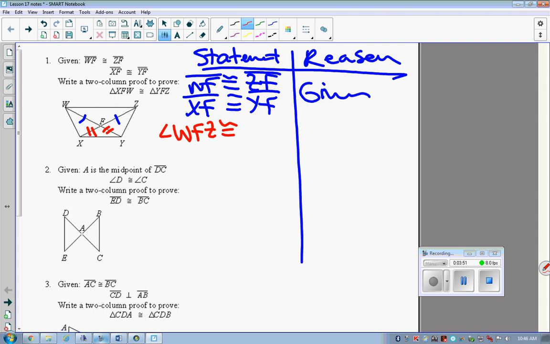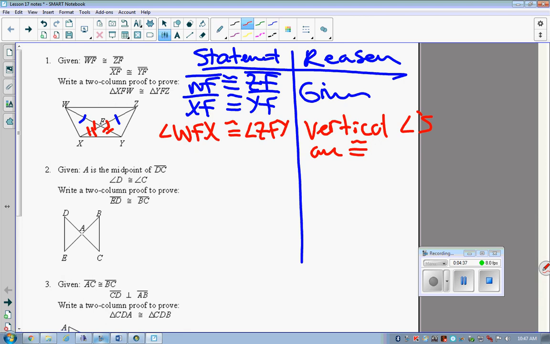In fact, WFZ is not what we want. Now that I'm looking at it, WFX, very good. WFX is congruent to angle what? ZFY. ZFY. Can anybody tell me why? This is one of those, like, we've got the V things, vertical angles. Vertical angles are congruent. All right, so we know that.